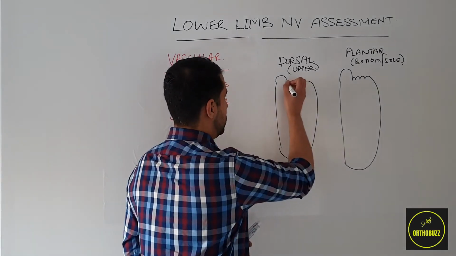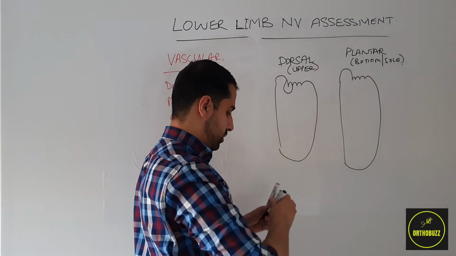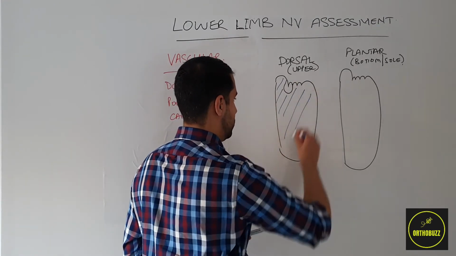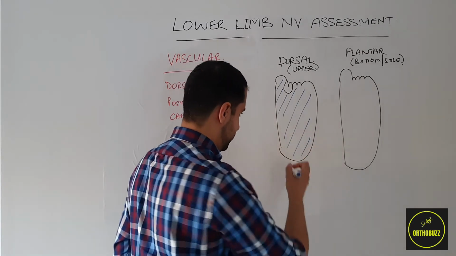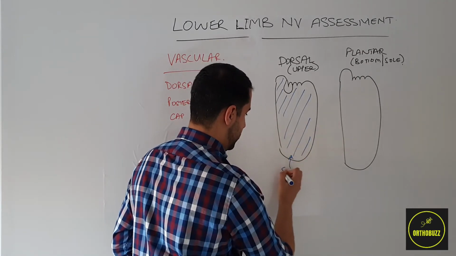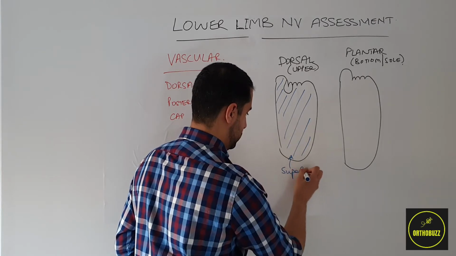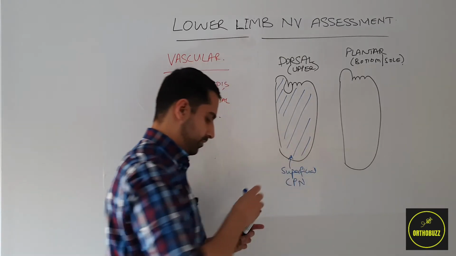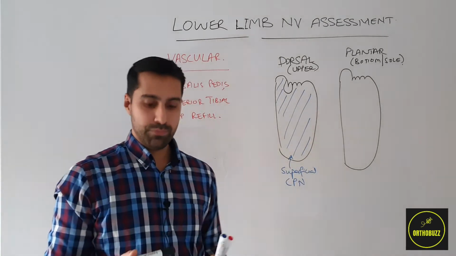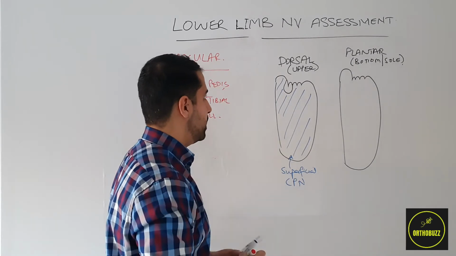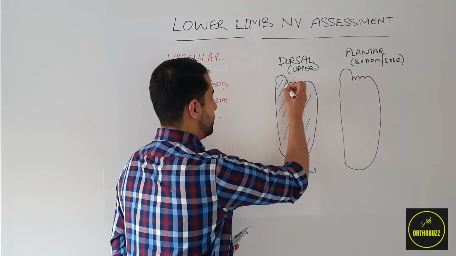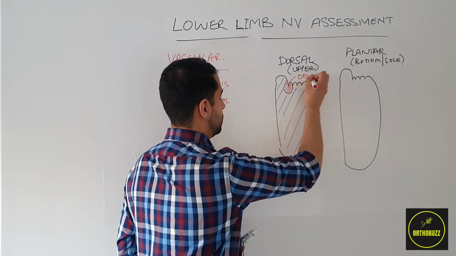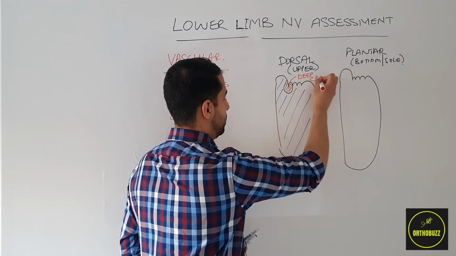Now it's split into 2 areas. The first area is the vast majority of the upper side of the foot or the dorsal surface. This is supplied by the superficial branch of the common peroneal nerve. The deep branch of the common peroneal nerve supplies a very specific place, the first dorsal web space. So that's the deep branch of the common peroneal nerve.